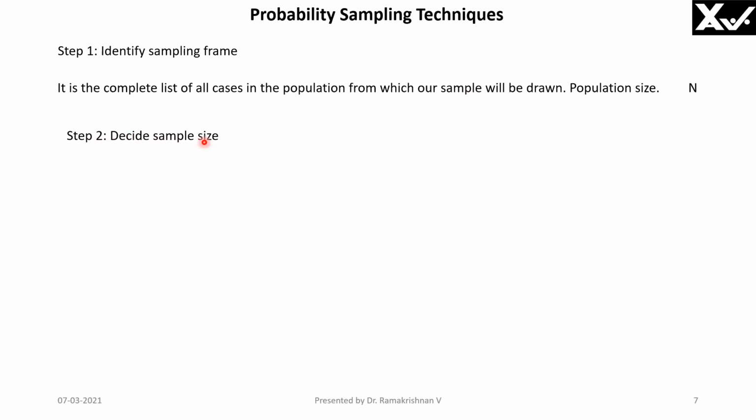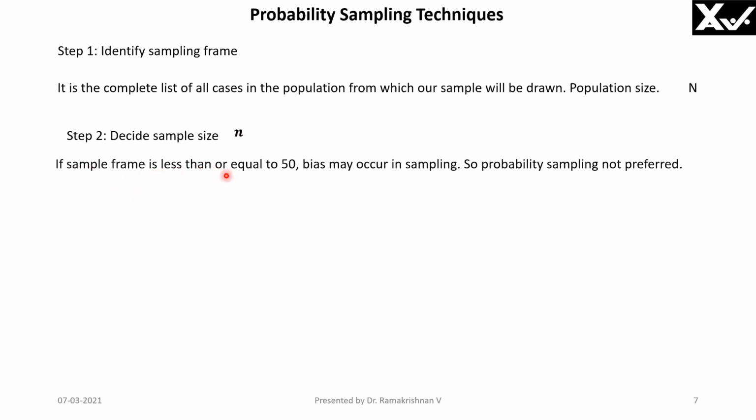Step 2 is to decide the sample size. It is denoted by a lowercase letter n. If the sample frame is less than or equal to 50, that is, the population is less than or equal to 50, bias may occur in the sampling, so probability sampling will not be used. So you will go for a non-probability sampling technique. Your sample size should be at least 30.